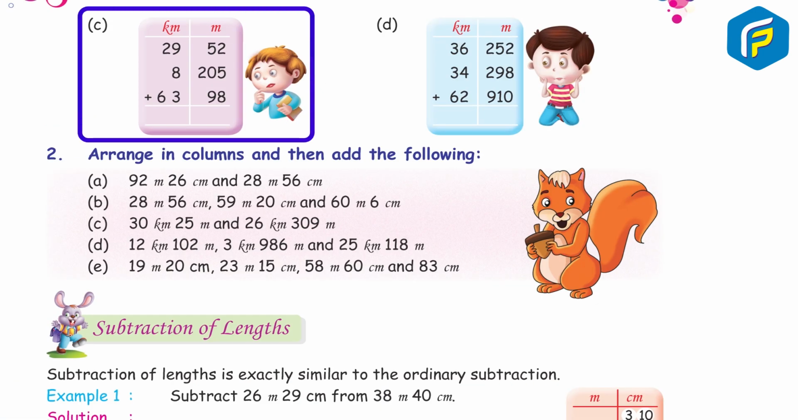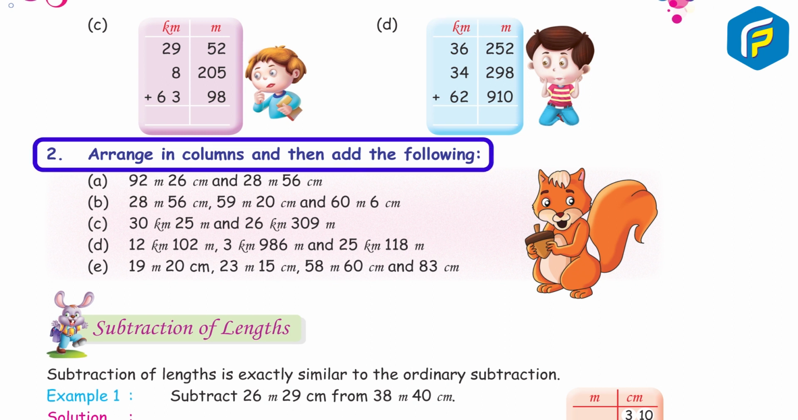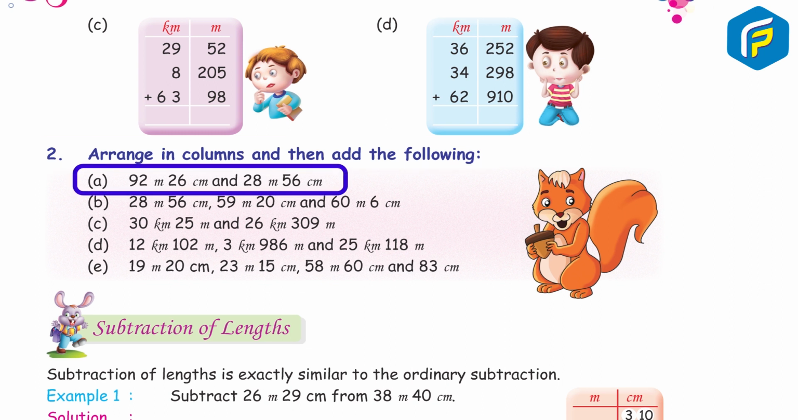C. 29 kilometer 52 meter, 8 kilometer 205 meter and 63 kilometer 98 meter is equal to 100 kilometer 355 meter. D. 36 kilometer 252 meter, 34 kilometer 98 meter plus 62 kilometer 910 meter is equal to 133 kilometer 460 meter. Question 2. Arrange in columns and then add the following. A. 92 meter 26 centimeter and 28 meter 56 centimeter.